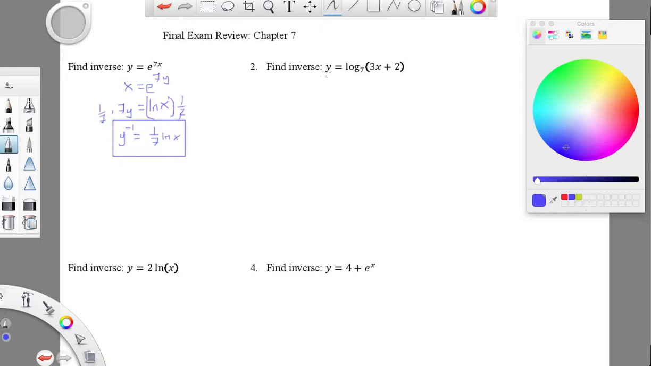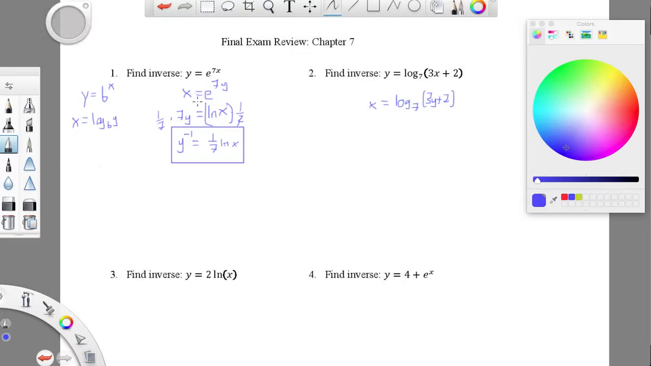Same deal. Finding an inverse, we're going to switch the variables. So I do x is equal to log base 7 of 3y plus 2. And again, it's just a rewriting of these forms. So here it's a logarithmic form. So I'm going to change it to an exponential, and this will free up my y. So I'm going to have 7 to the x power is equal to 3y plus 2. To solve for y, I have to subtract 2 from both sides, so I get 7 to the x minus 2, sorry.